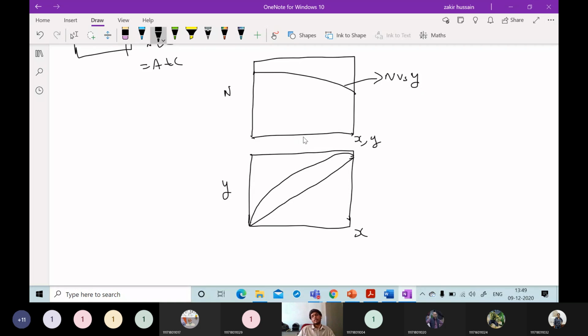Then usually for limited problems, this will be n versus x only, where there is no functionality between n and x. Because n is not a function of x, n is not at all dependent on this x. So this x-axis is followed as your n versus x for maximum cases.